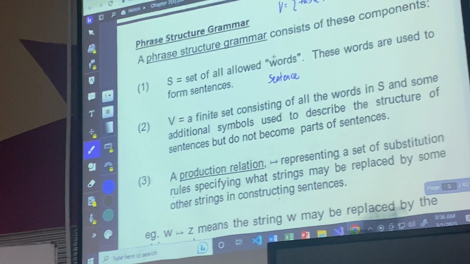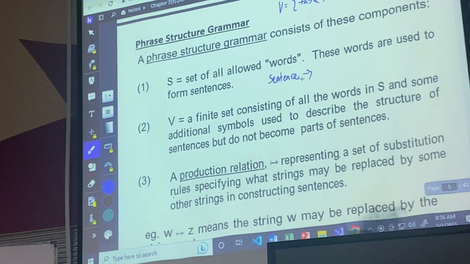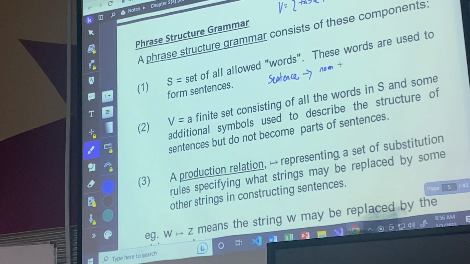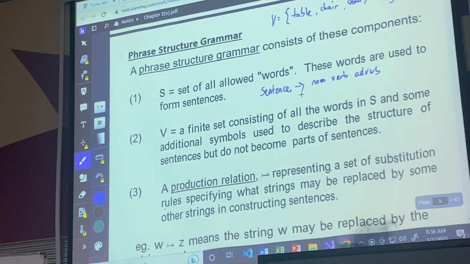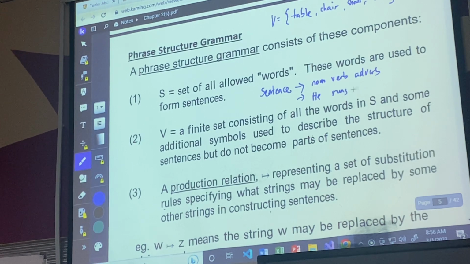So I need to replace the sentence with something in order that I get the final sentence. So I need to replace the sentence with, let's say, a noun, a verb, and so on. In this case, later on, I can replace this noun with another word here, he, for example.